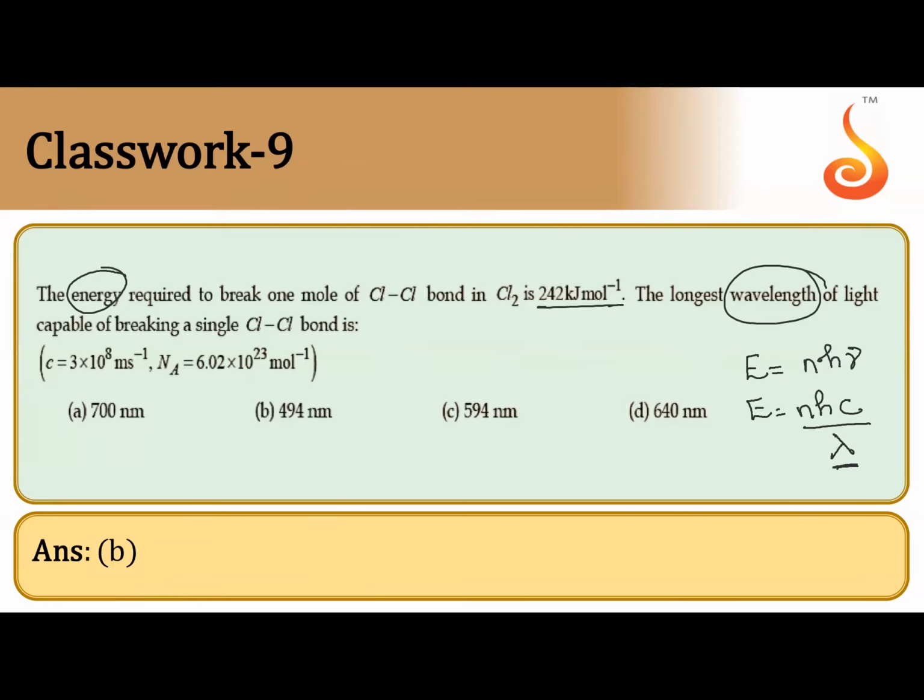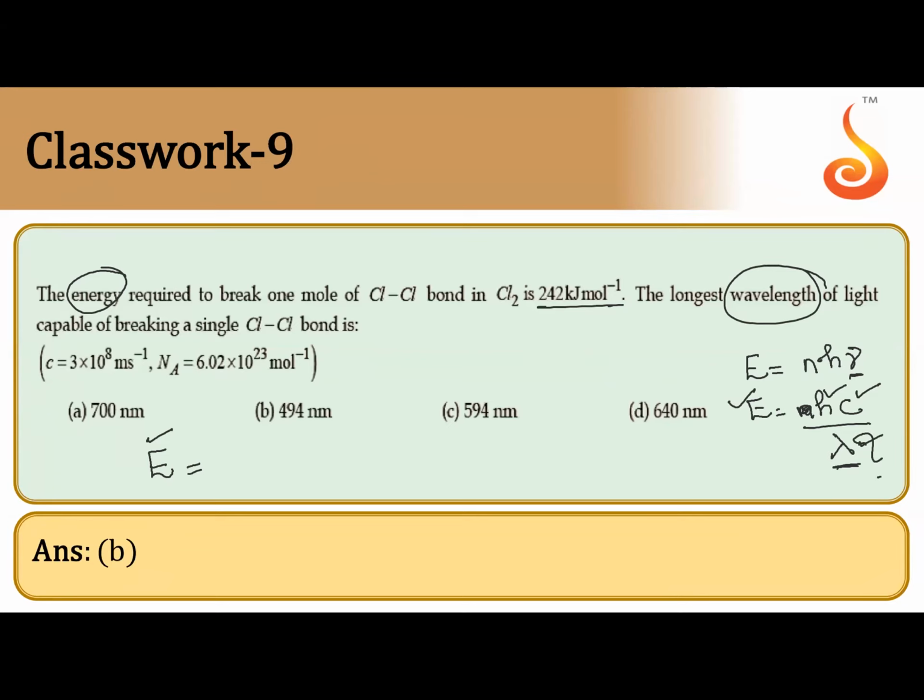So here I need lambda. Nu I substitute as c by lambda, or you can do it separately. We have everything that we know, I think. Let's find that out. So energy is required to break 1 mole of Cl-Cl bond. Energy I know. h I know, Planck's constant. n I can ignore here. c is the speed of light, and lambda here is what we need to find out.